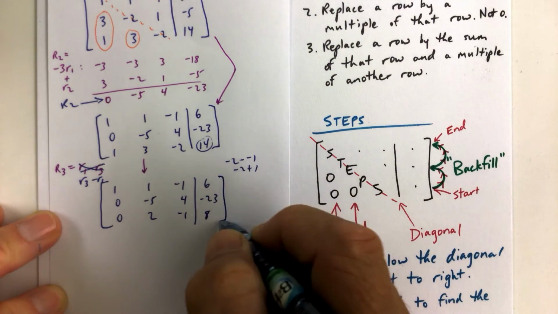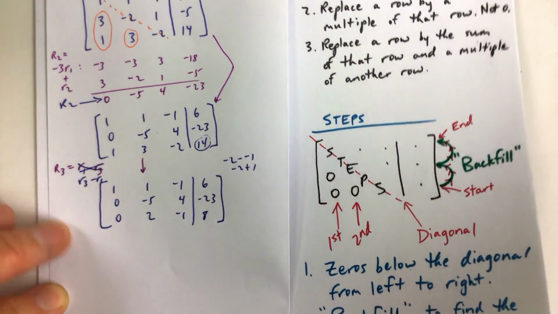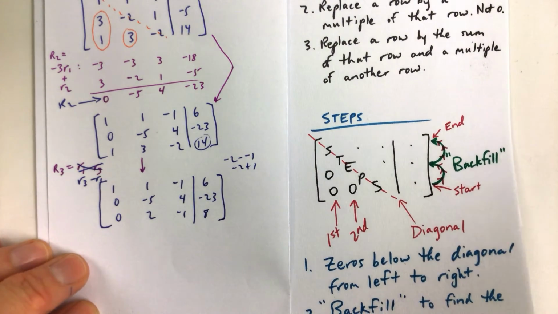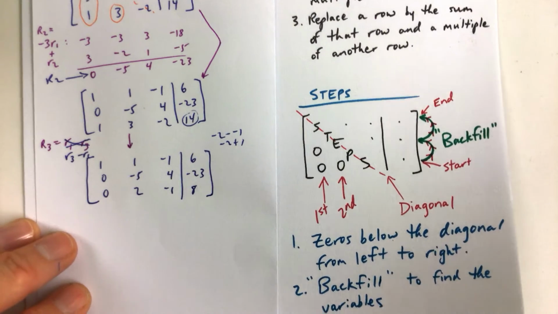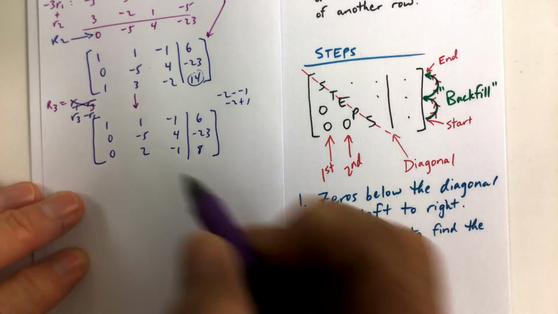That gives us 2 of the 3 entries in the third row now are positive. So our new row 3 is row 3 minus row 1. So now we got 2 zeros in the first column, and all we have to do now is to get a 0 underneath the diagonal.